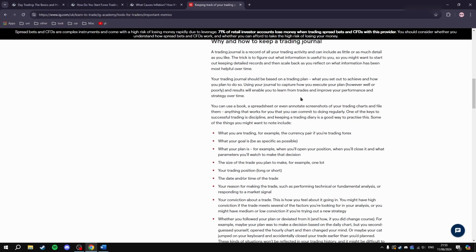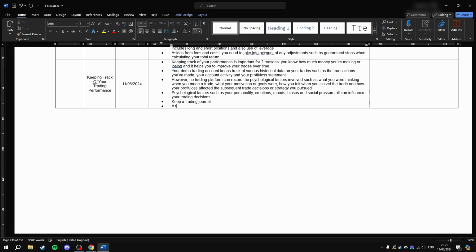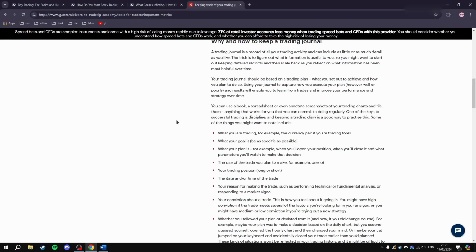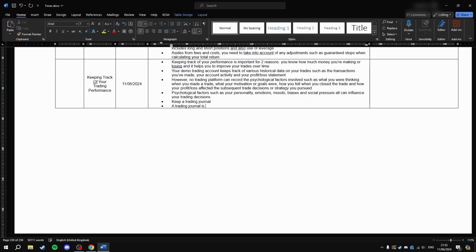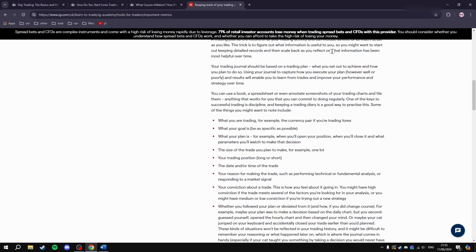A trading journal is a record of all your trading activity and can include as little or as much detail as you like. The trick is to figure out what information is useful to you, so you might want to start out keeping detailed records and then scale back as you reflect on what information has been most helpful over time.